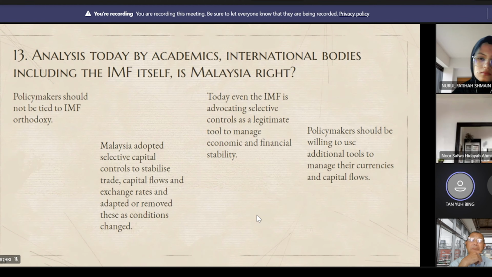Today, as many emerging countries face excess inflationary pressures resulting from excess liquidity created by quantitative easing and carry trades, policymakers should be willing to use additional tools to manage their currency increase and capital flows. Okay, next.